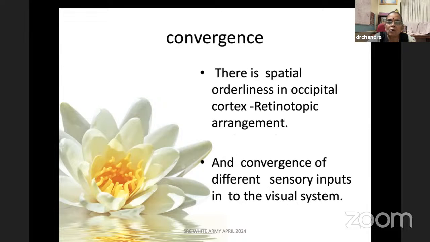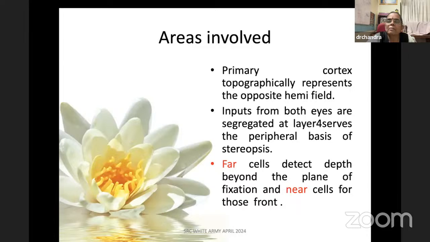And there is spatial orderliness in the occipital cortex. That means retinotopic arrangement, point-to-point projection of retinal image to the occipital cortex is there. So one point in the retina has got an exact representation in the occipital cortex. That is called convergence and or retinotopic arrangement. And convergence of different sensory inputs takes place in different planes of the occipital cortex. So there is a spatial orderliness between the retina and the occipital cortex. And primary occipital cortex topographically represents the opposite hemifield. The left cortex will represent the right field and right cortex will represent the left field.